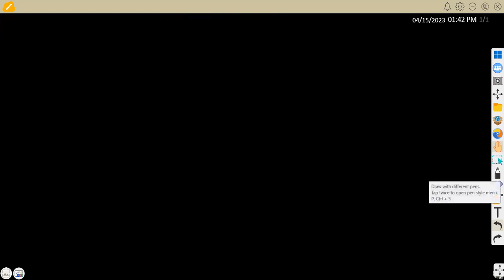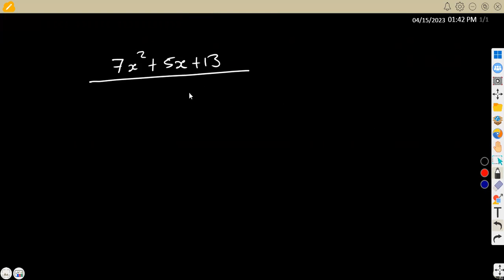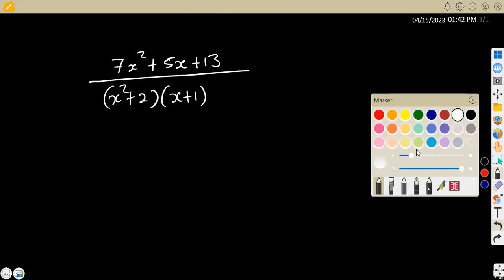All right. Let's just say this one, express again into partial fractions, 7x squared plus 5x plus 13, everything over x squared plus 2 into x plus 1. So this is what we have. Checking first, is it a proper fraction or not? How are we going to see if it is factorized? We check the number of brackets.